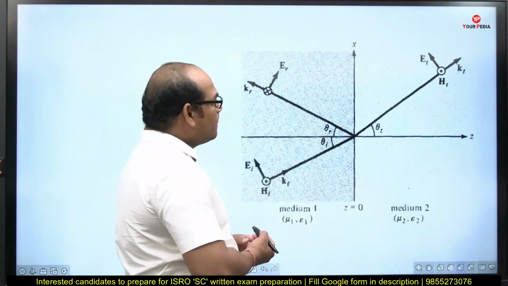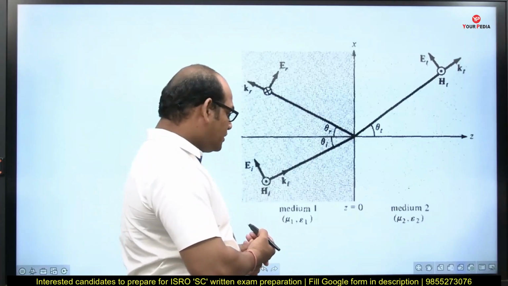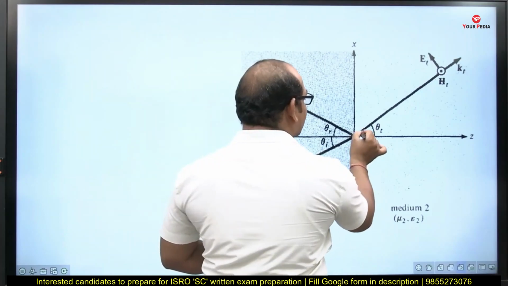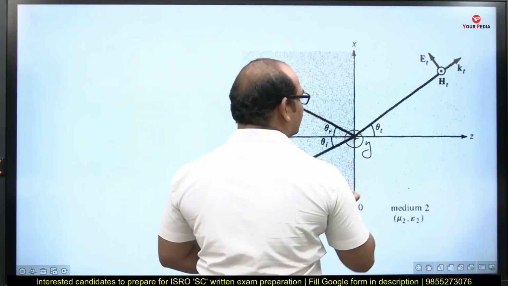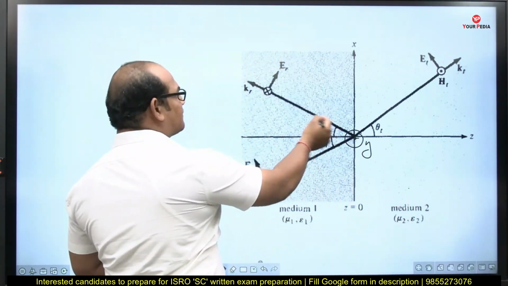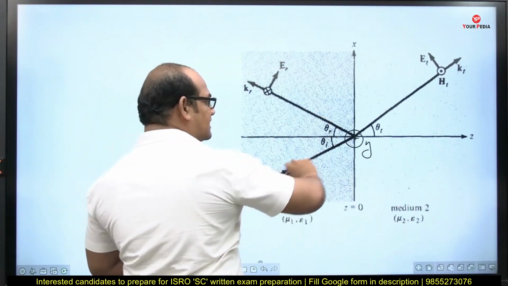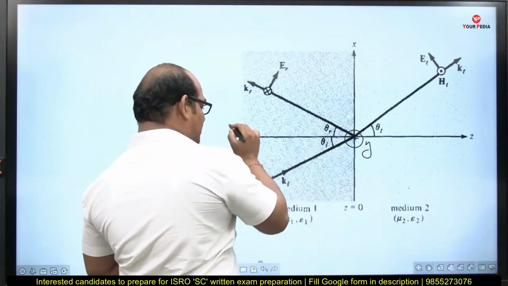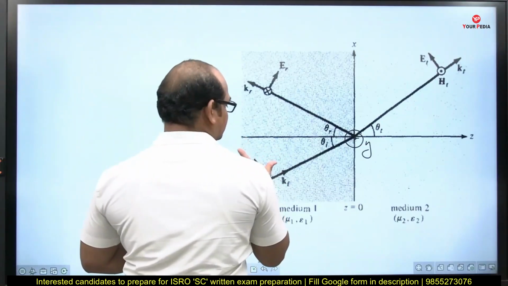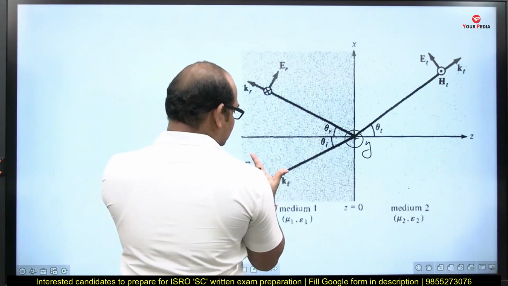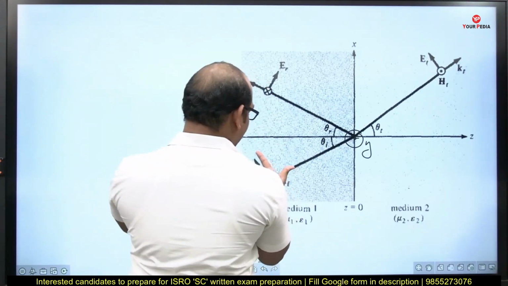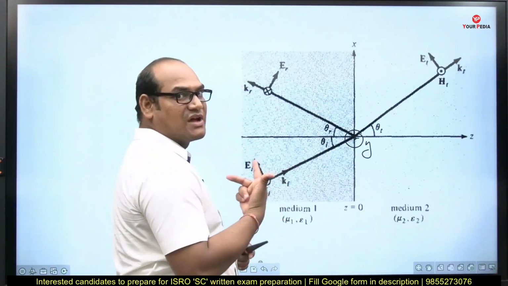Okay, so it is about the parallel polarization. So medium 1, medium 2. z equal to 0 means the xy plane. So y is coming out of the screen. This is the z axis. This is medium 1. This is medium 2. Angle of incidence, angle of reflection. So as I said, this is the direction of propagation of the incident wave, and the magnetic field is coming out of the screen. You can check like this. This is representing the electric field, this is representing the direction of propagation, and the H field is coming out of the screen. Like this we have taken.